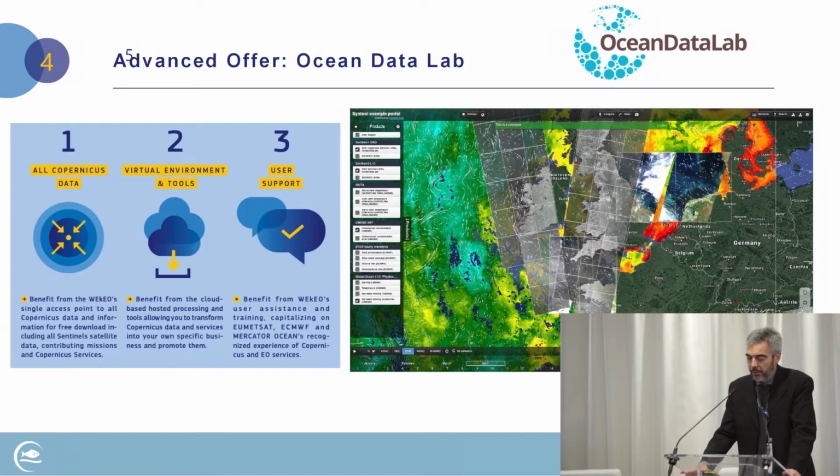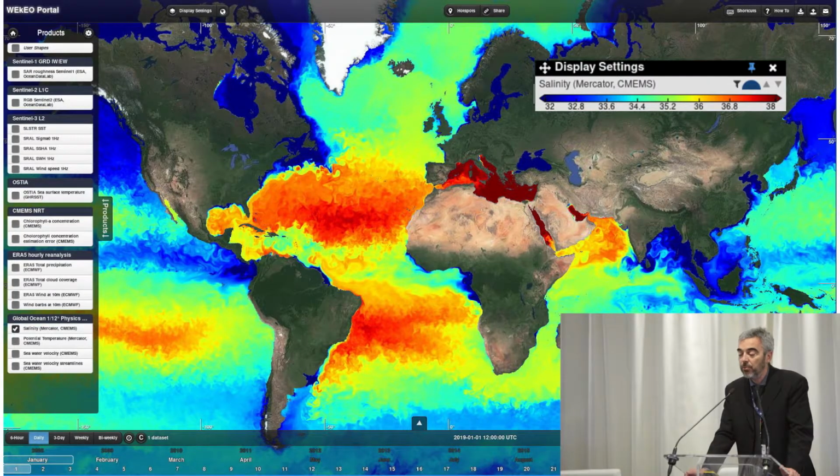So, what's the WEkEO offer? First of all, being a Copernicus service, we need to provide free and open data access. So this is under the essential offer. The essential offer enables you to browse your data and, if needed, to download them.